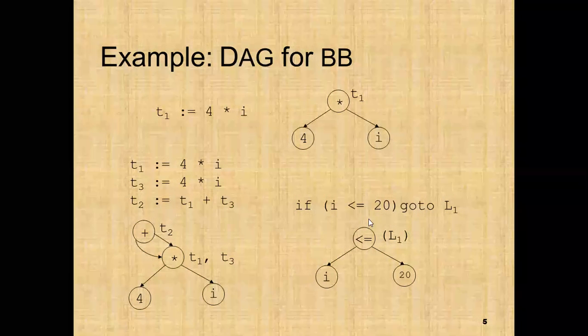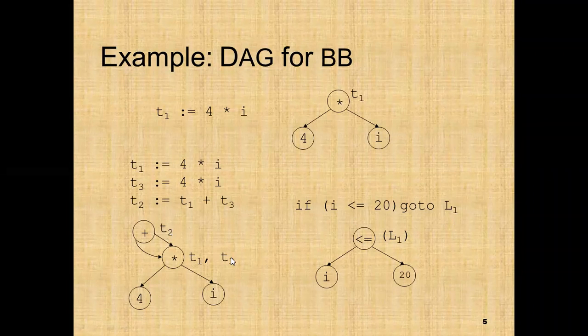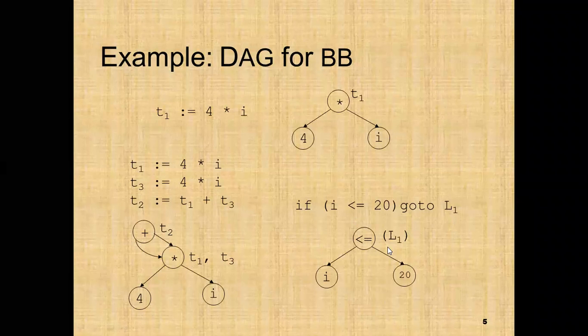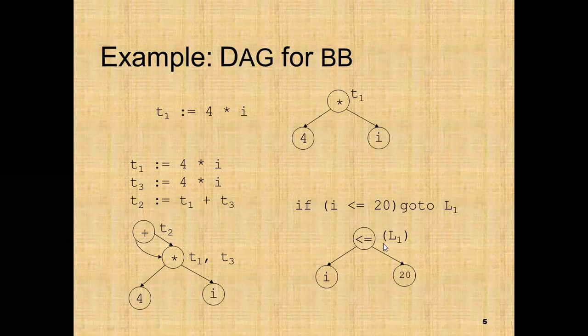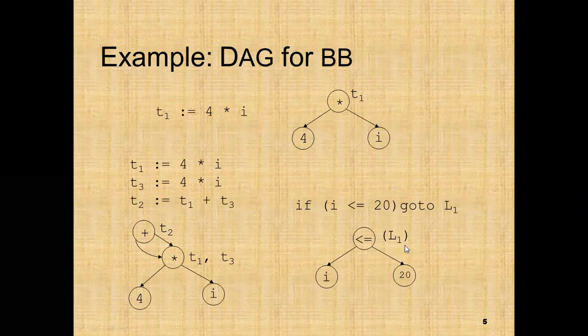Now you can see less equal to here, go to L1. The condition is saying jump to L1. Then here write these temporary variables. In case of the loop optimization, you can write here label. So the label will come here. Now this is the directed acyclic graph for I less equal to 20. Here you can see these are the given statements.